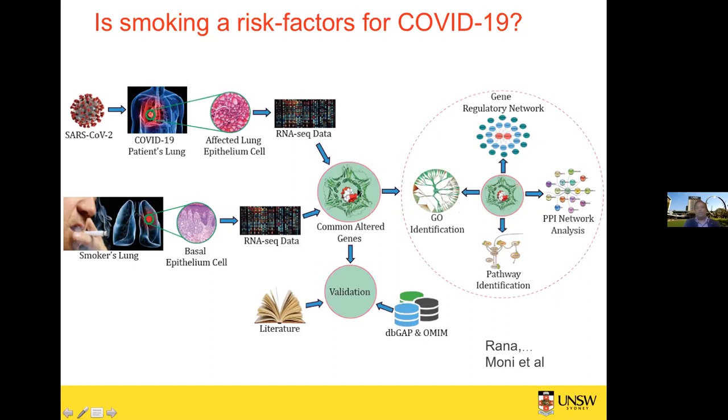In this model, we have tried to find out the shared genes, the synergistic genes, that are shared between the COVID-19 infection and smoking. And then we try to find out the pathway and drug target and the validation, function analysis using different sources of data.